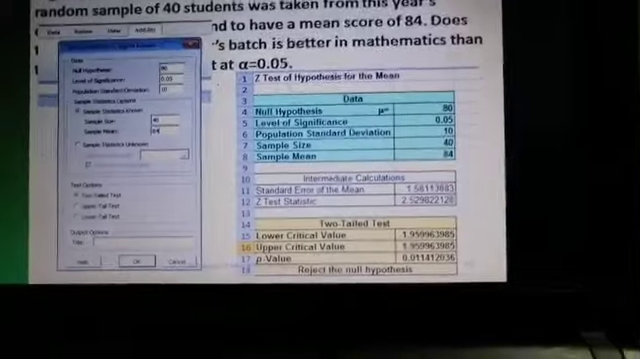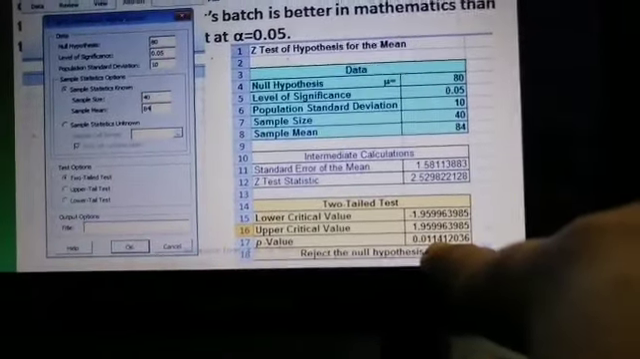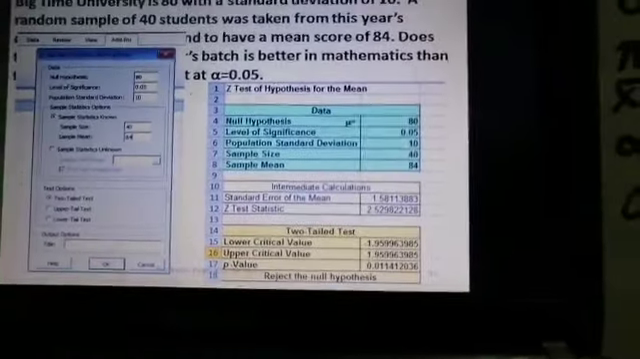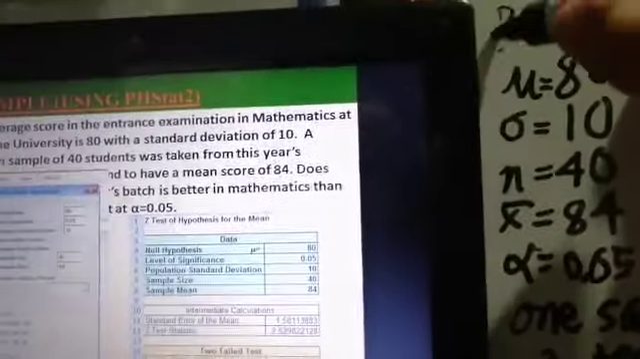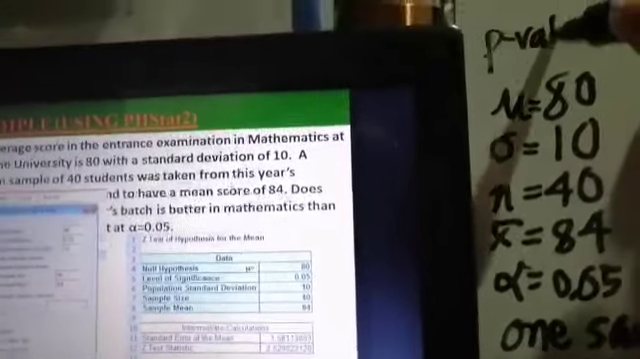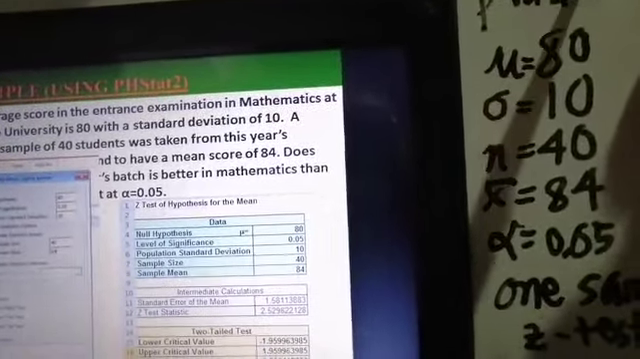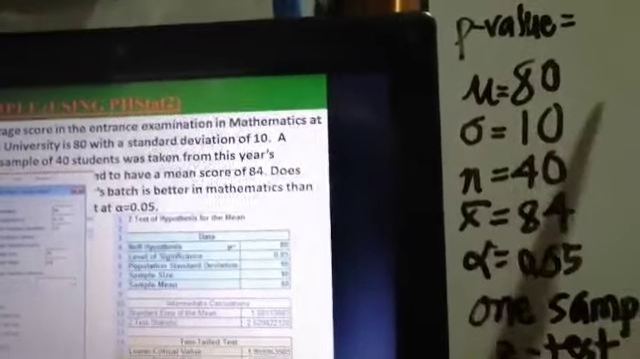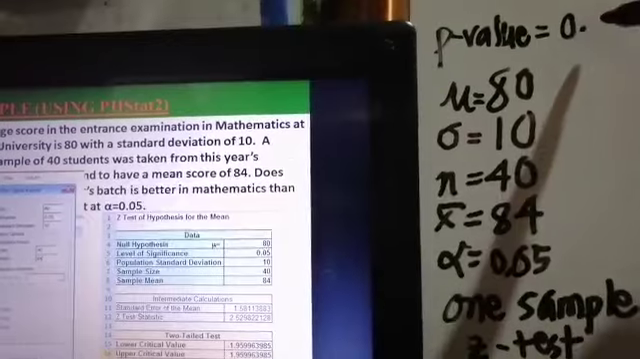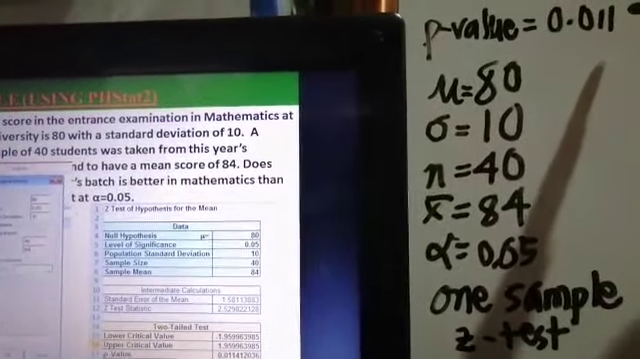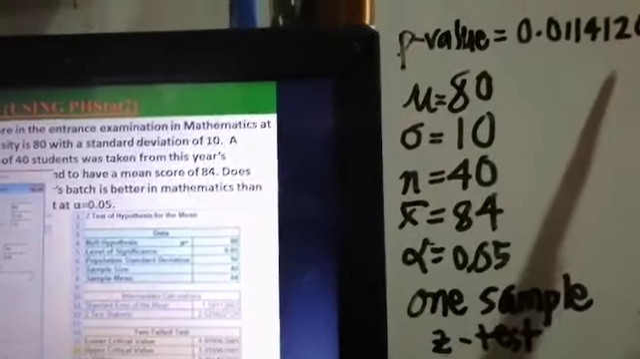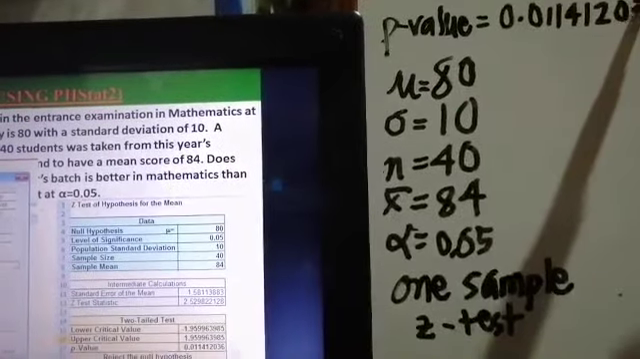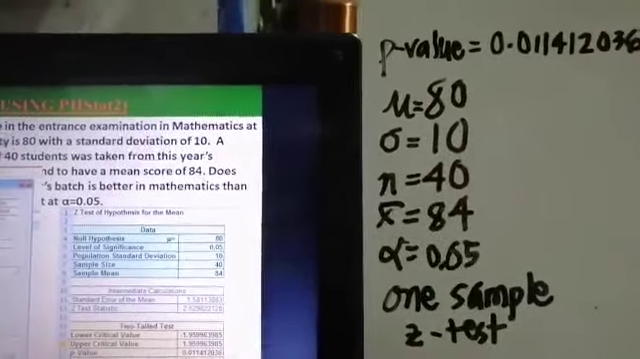And then, this is the most important part of using PHStat, the generated p-value. If you may notice, we have to copy the p-value on this side. The p-value is equal to 0.011412036.